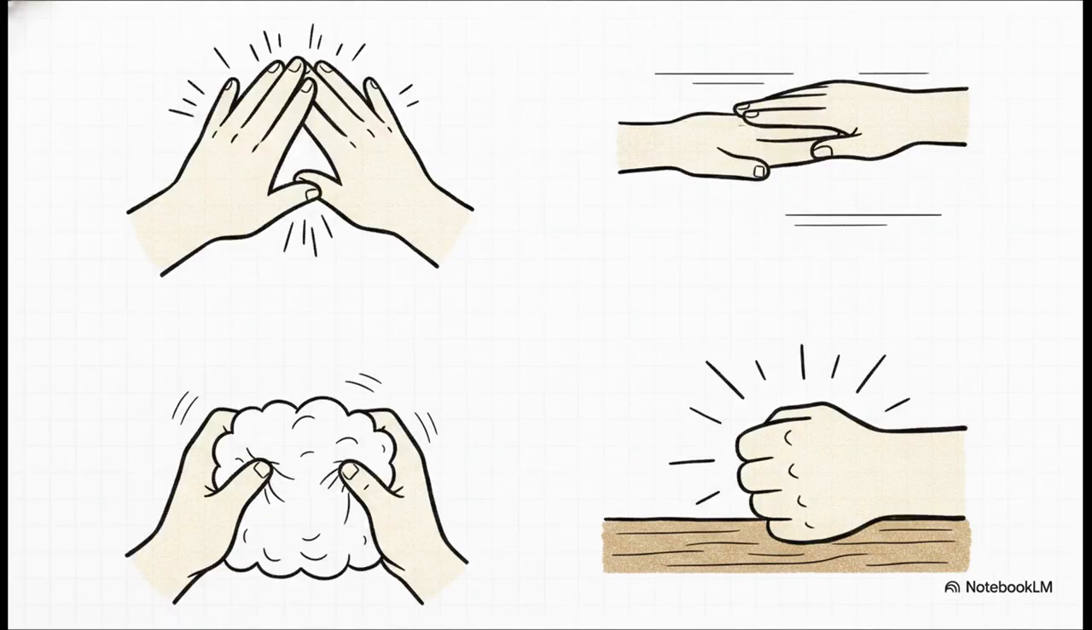We also need to get those active kindergarten bodies connected to the vocabulary using total physical response, or TPR. When you say rough, have them actively rub their palms together. When you say smooth, slide your palms flat against each other. For soft, have them squeeze the air like a giant marshmallow. And for hard, literally have them knock on their desks. Connecting that physical motion directly to the word cements the learning.